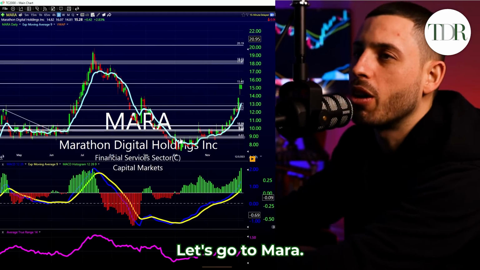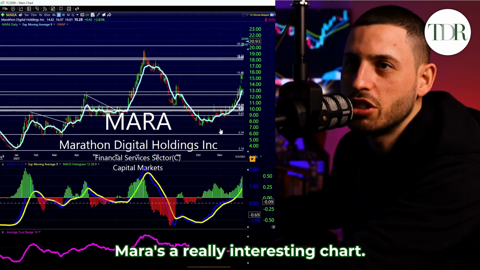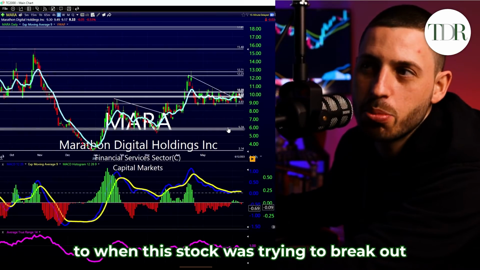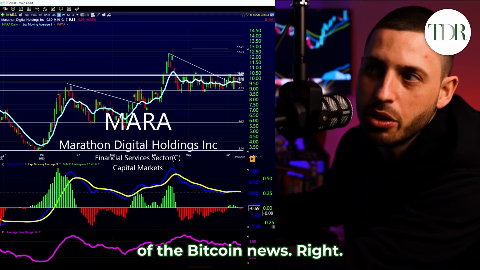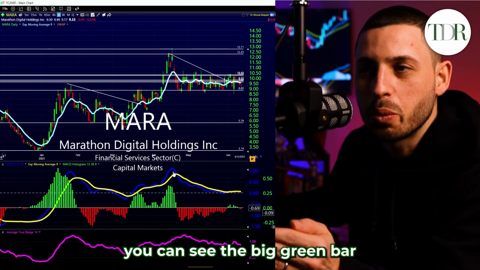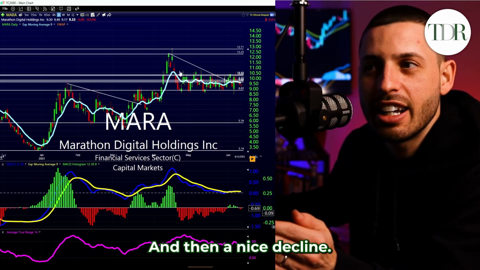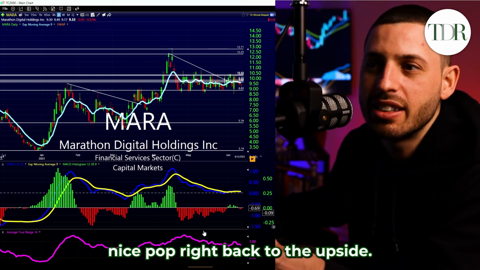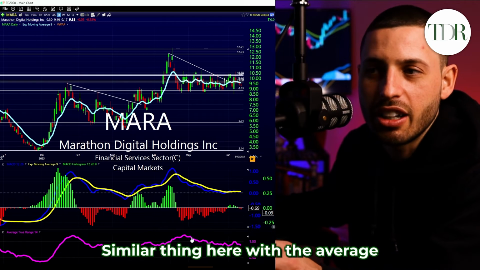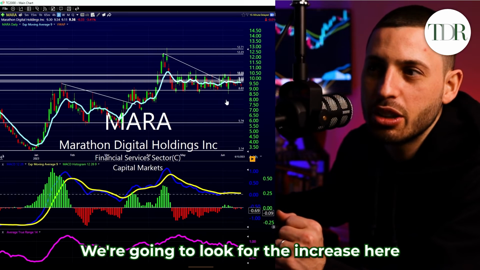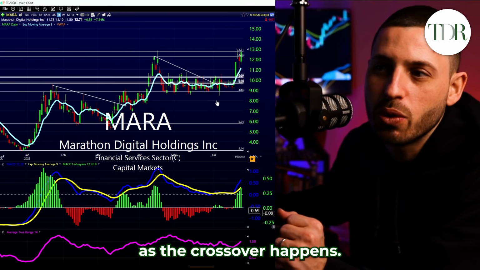Let's go to MARA. MARA is a really interesting chart. We're going to scroll back here to when this stock was trying to break out off the Bitcoin news, right? So the stock, you can see the big green bar as this was coming up, and then a nice decline. Now we're gonna get this nice pop right back to the upside. Similar thing here with the average true range declining. We're gonna look for the increase here as the crossover happens.